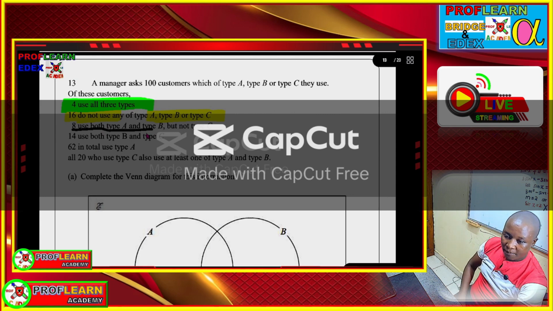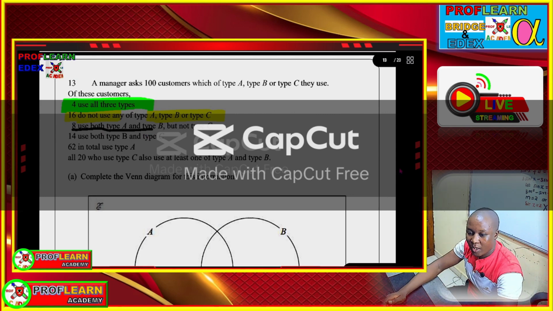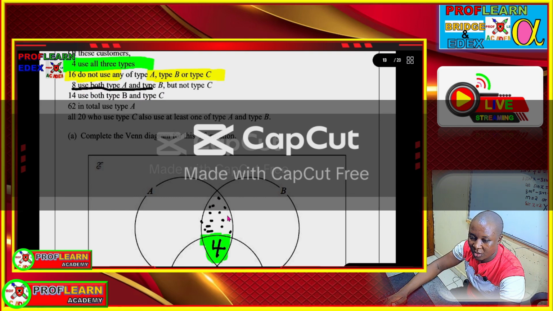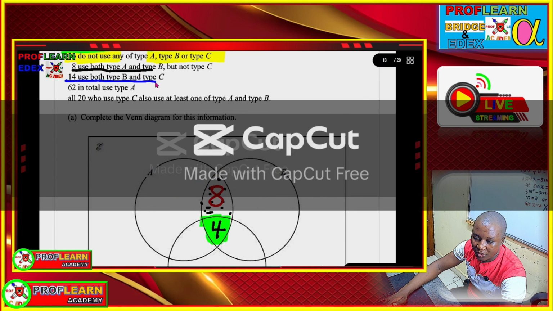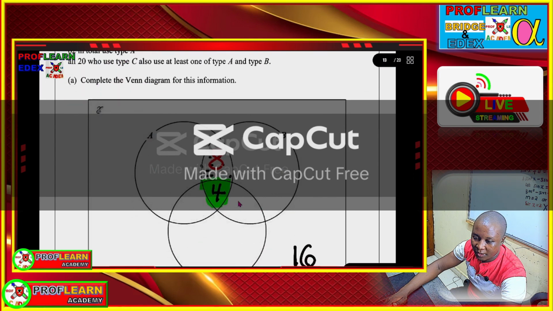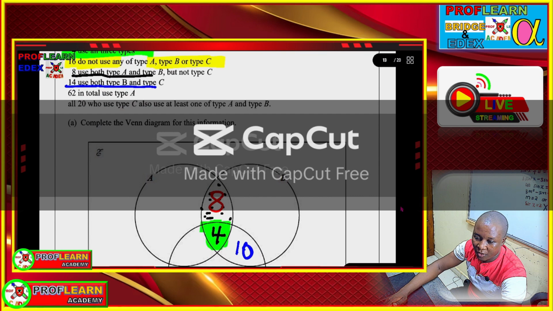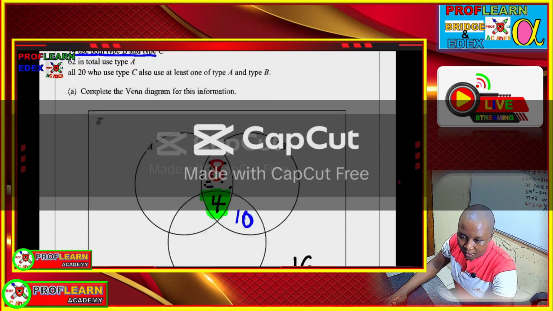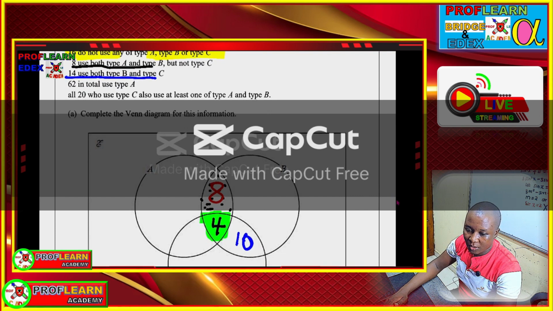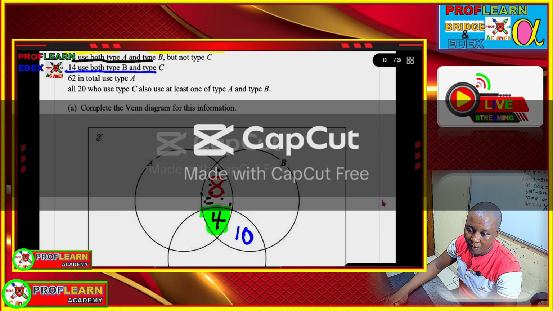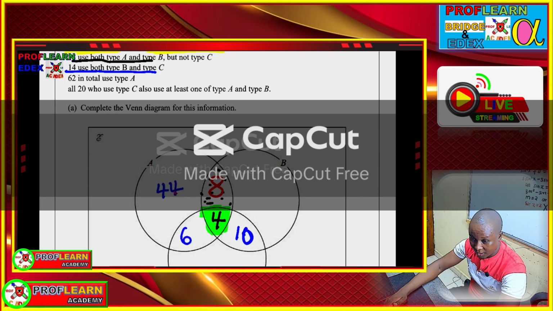8 use both A and B but not type C. So where are we going to write that? That's going to be this region. So we are going to have our 8 at that given point. Then we are told that 14 use B and C, so we shall have it at this particular point 10, because if you add 4 and 10 we'll get 14. And then we shall also say 62 use type A. Then at least one type B, so we are going to have 44 here and 6 at this given point.